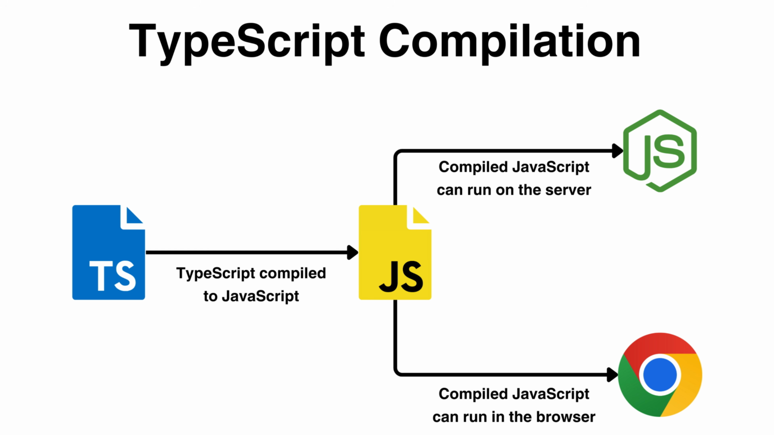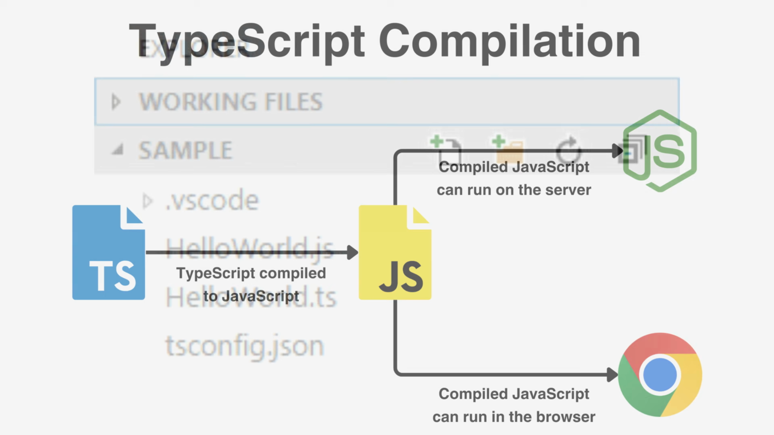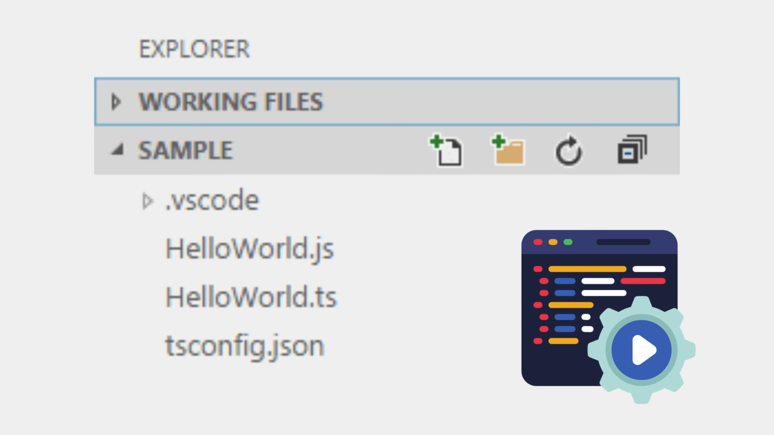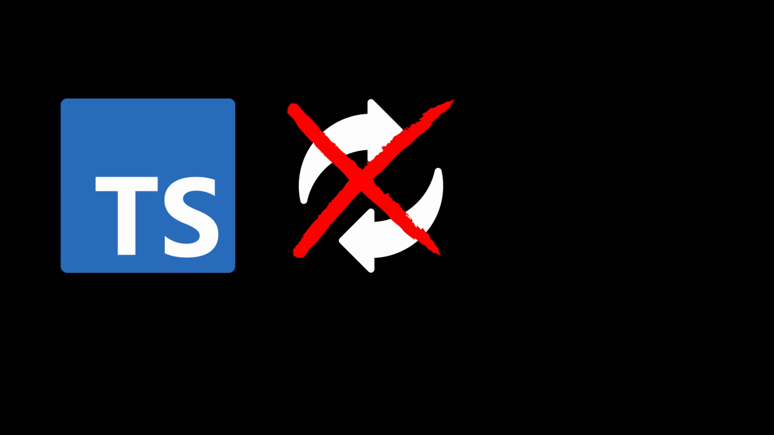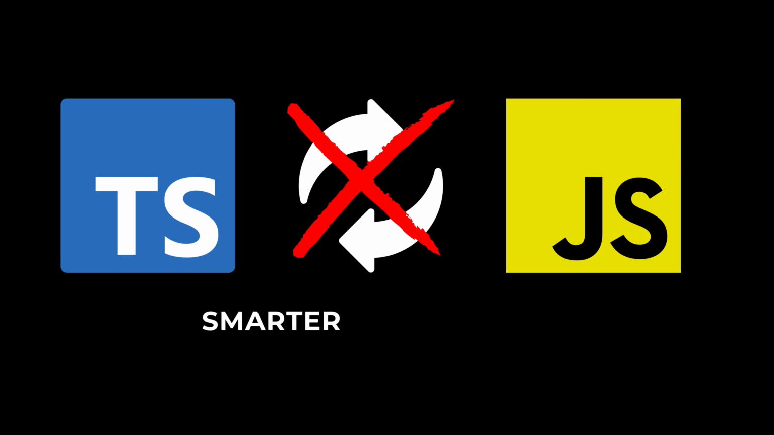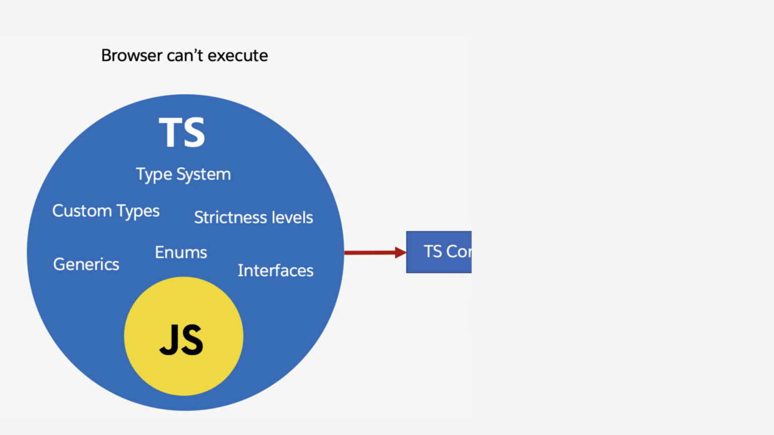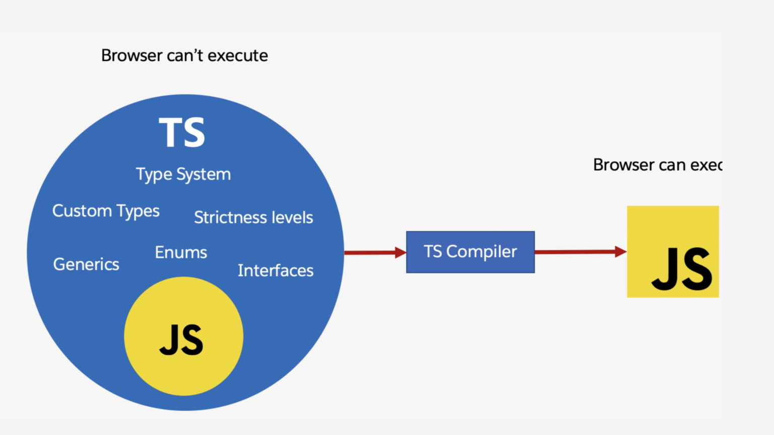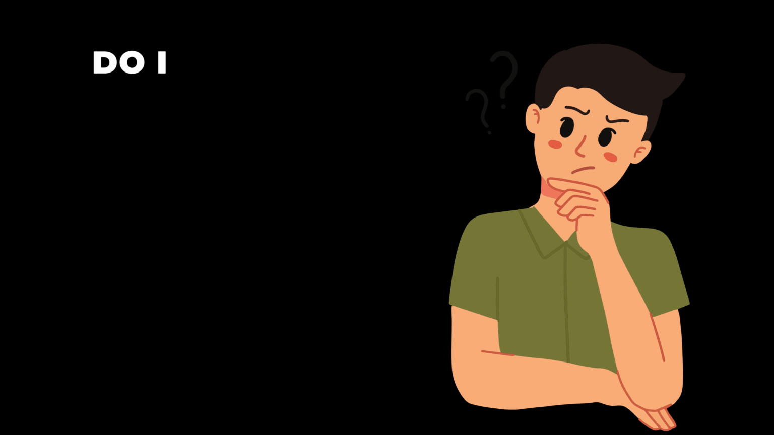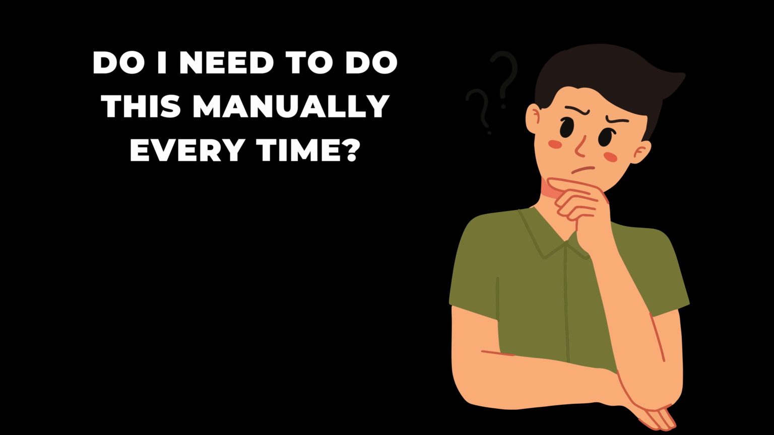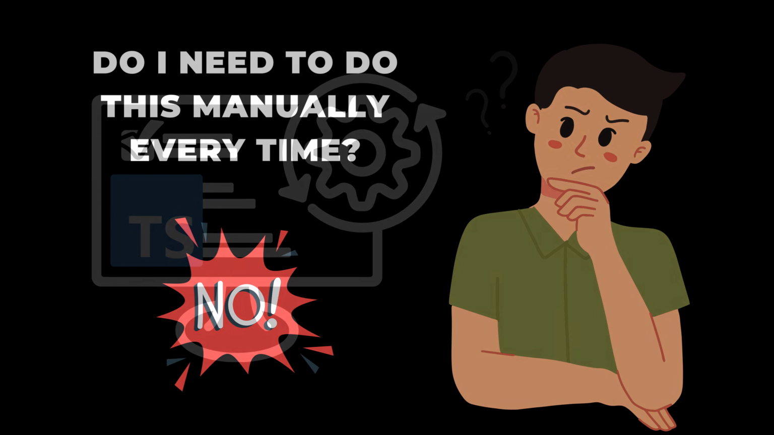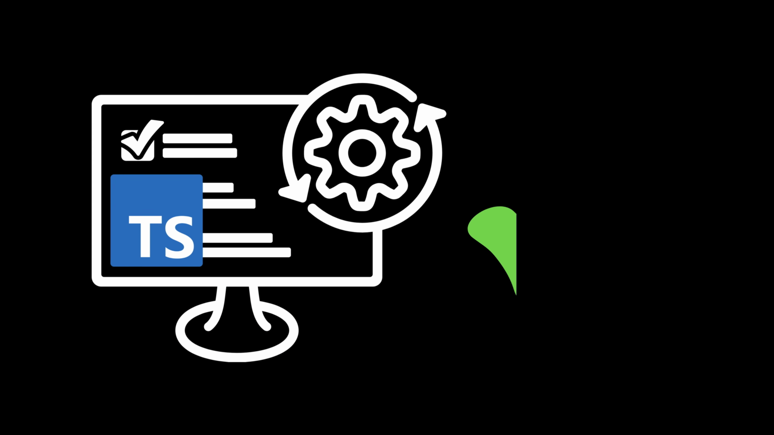This whole process, writing in TypeScript, checking for errors, and turning it into JavaScript, happens before your code actually runs. So TypeScript is not replacing JavaScript. It's a smarter way to write JavaScript. You write in TypeScript, it gets checked, then it's turned into clean JavaScript. That's how TypeScript works. You might wonder, do I need to do this manually every time? No. Once you set up TypeScript on your computer, it can watch your files and automatically compile them whenever you save.